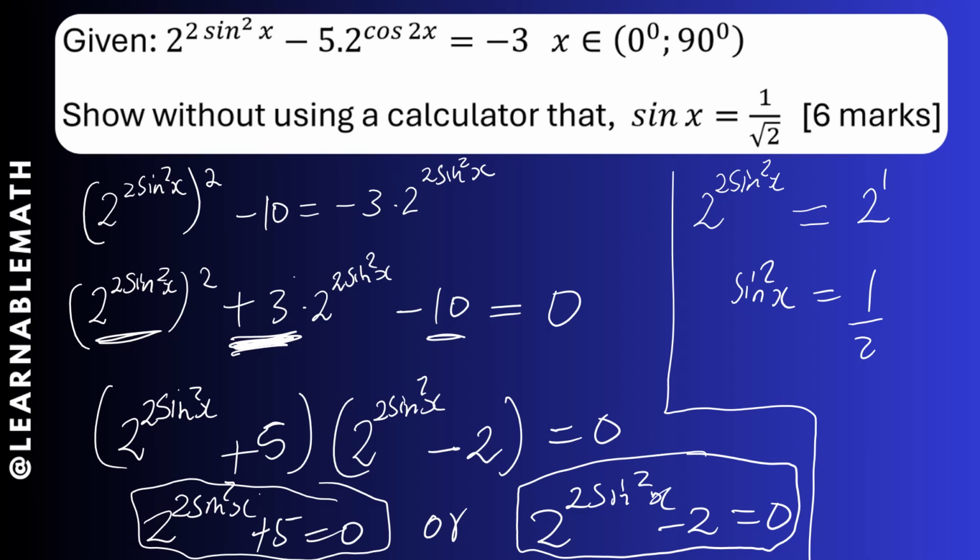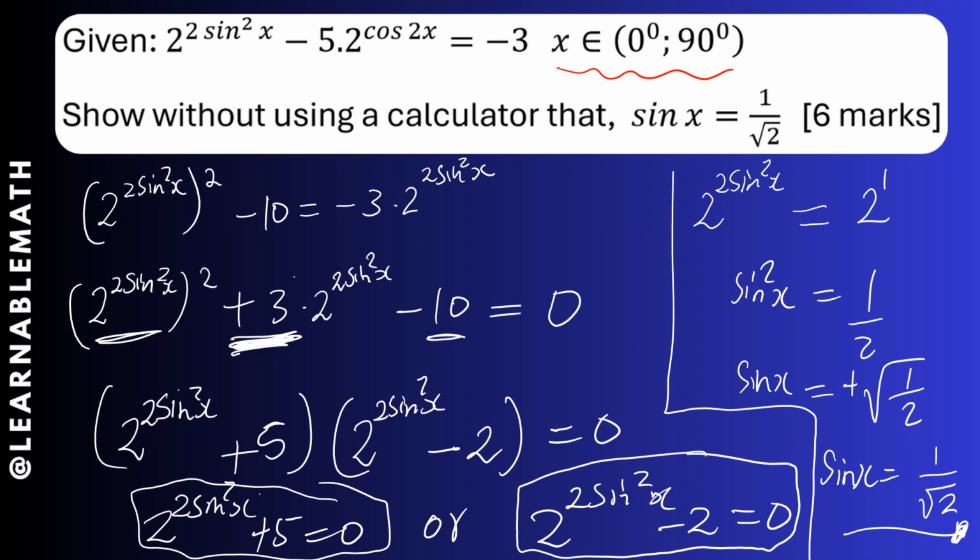Then obviously at this point you're going to take the square root of both sides. Then you have sine x is equal to the root of 1 over 2, which is plus or minus, but we are told that x must be between 0 and 90. It is in the first quadrant. It means that where sine is positive, so I'll consider only the positive answer there. So finally sine x is equal to 1 over root 2, which is what we had to show using this equation.